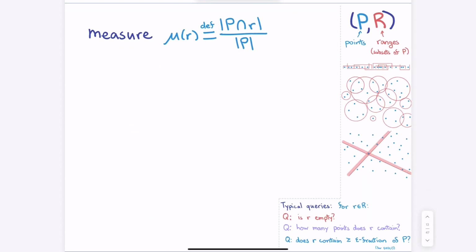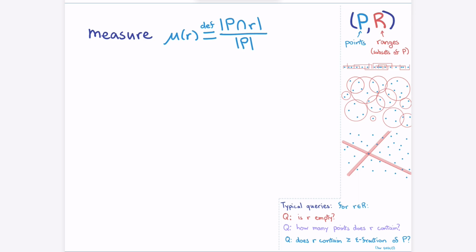All of these questions can be formulated in terms of what we're going to call measure. Once you have a fixed point set, the measure of a range is the fraction of the points that it contains. So the numerator is the intersection, how many points are in the range R, how many points are in the disk, out of the total number of points. Today, just to keep things simple, everything's going to be with a finite point set, but it easily extends to a distribution of points, and then that would just be the probability that a random point from your distribution is in this range.